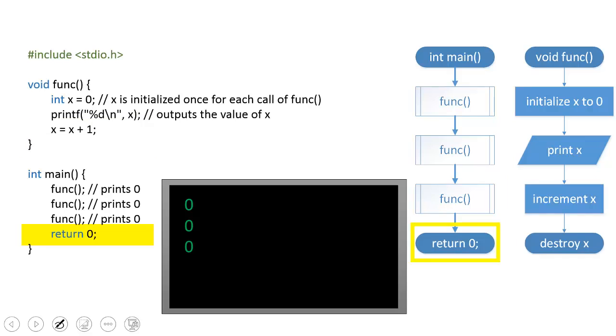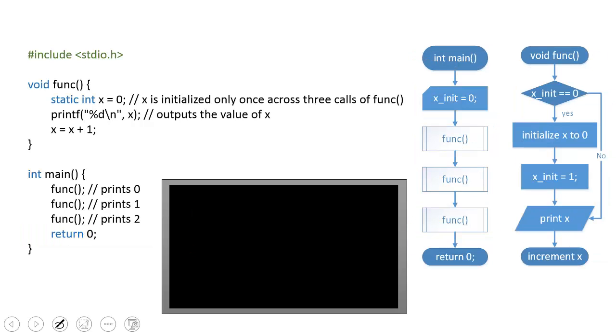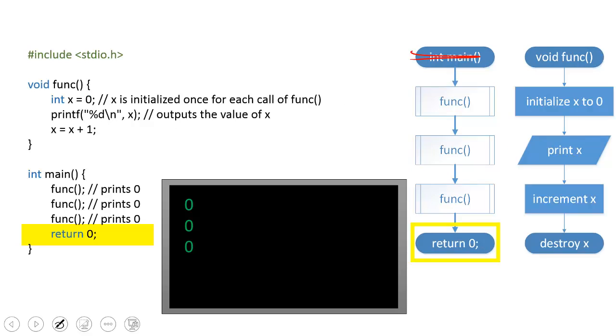And then we'll go to our return. So our return says this is the end of our main function, so our main is also going to be removed from the stack, and that's the end of that. Going back one second, notice that since we created and destroyed x every single time, it always prints 0 because it always starts fresh.